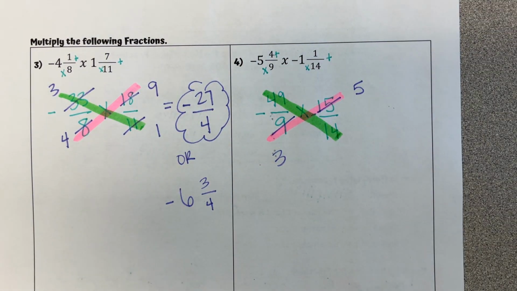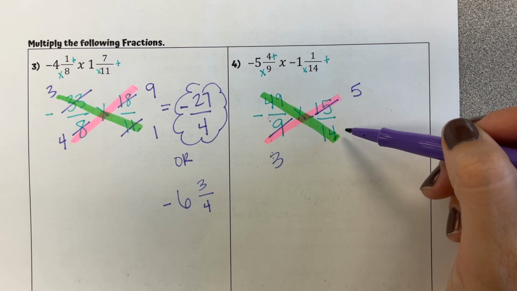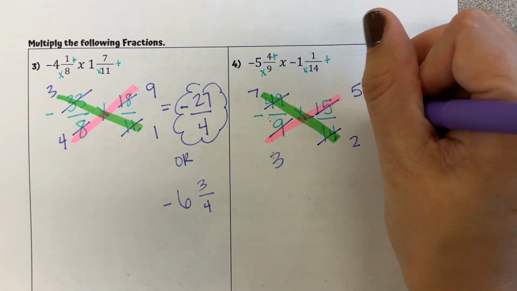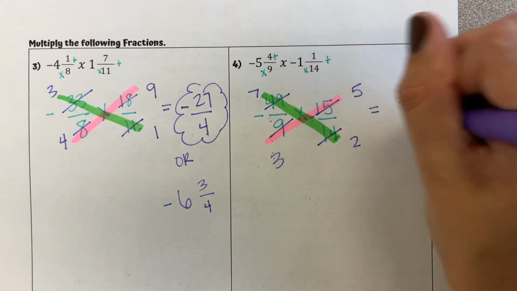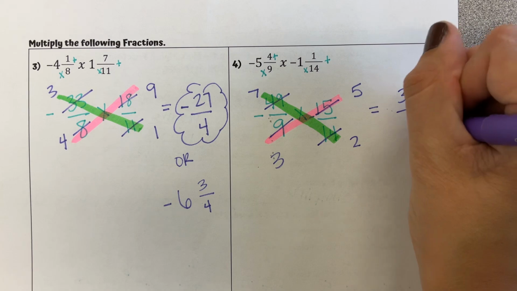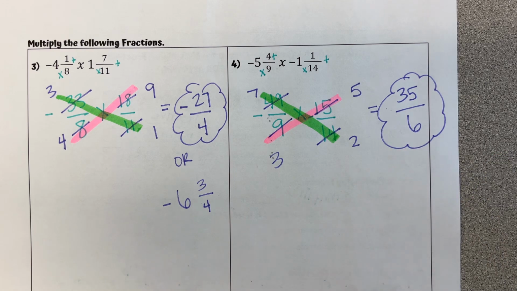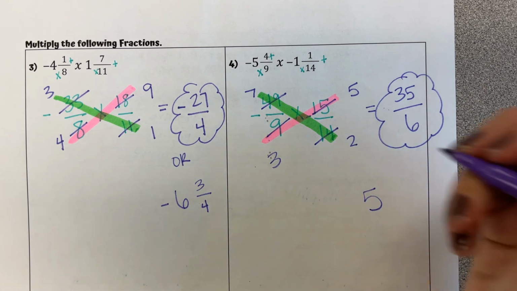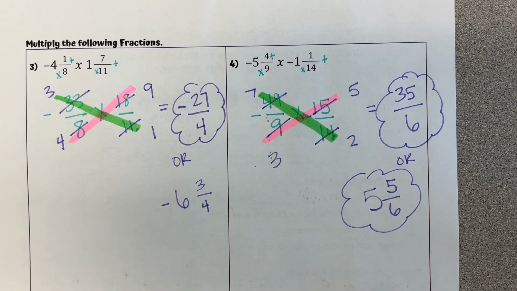Let's look at 49 and 14. Maybe not as commonly seen together, but I know that 49 divides by 7, so I'm going to check, does 14 divide by 7? Yes. 14 divided by 7 is 2. 49 divided by 7 is 7. Now I can multiply across. 7 times 5 is 35. Over 3 times 2 is 6. Negative times a negative is a positive. We can leave it as this improper fraction if you would like. Otherwise, 6 goes into 35 5 times to get to 30 with 5 left over. So either of those would be accepted.